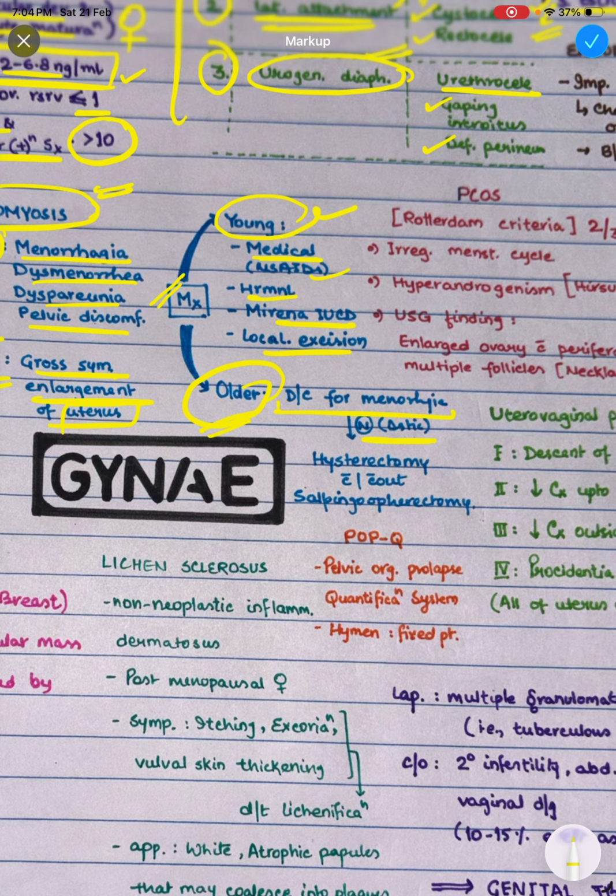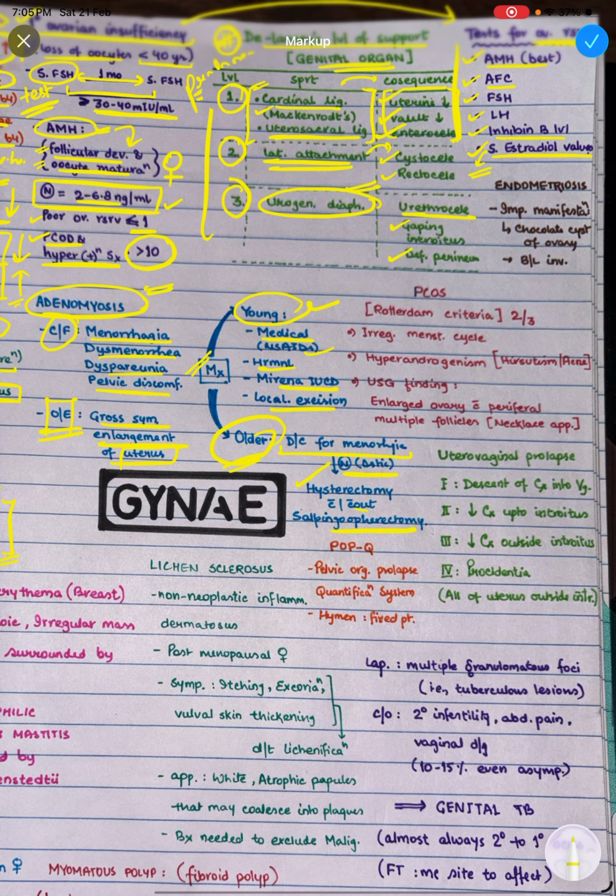When it comes to being normal, we can do hysterectomy with or without salpingo-oophorectomy. Hysterectomy with or without salpingo-oophorectomy we can also perform.